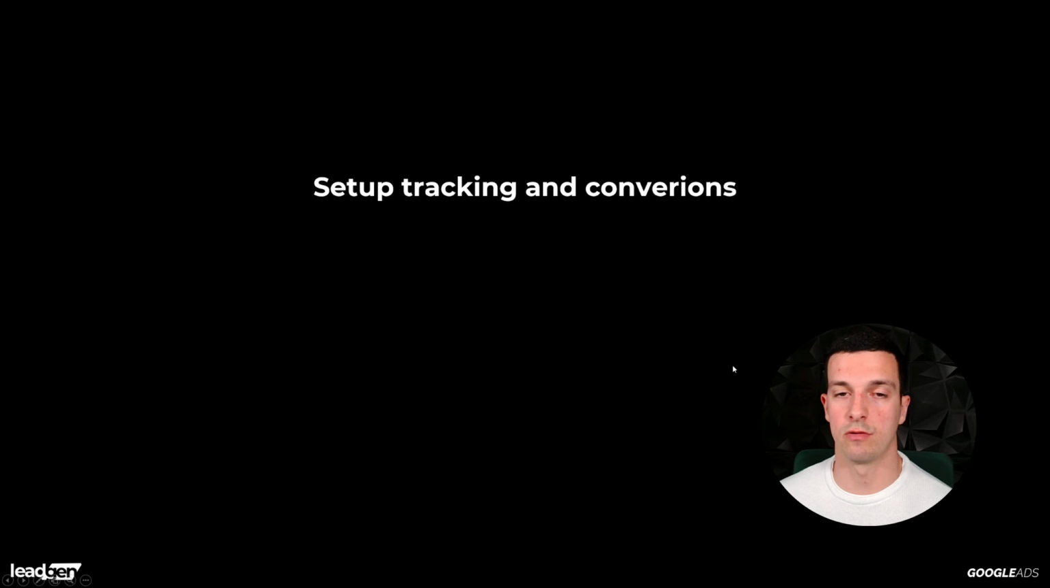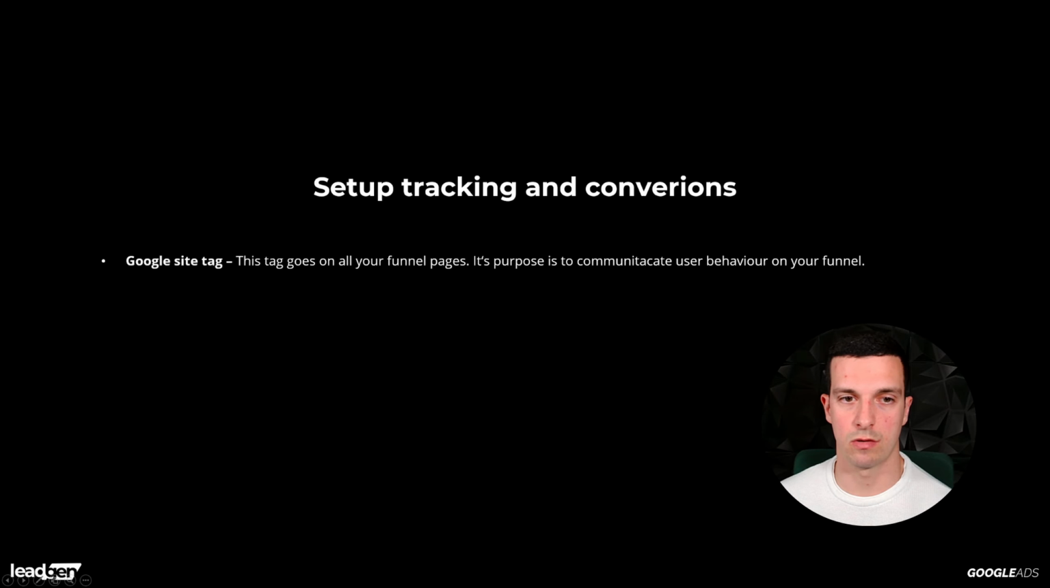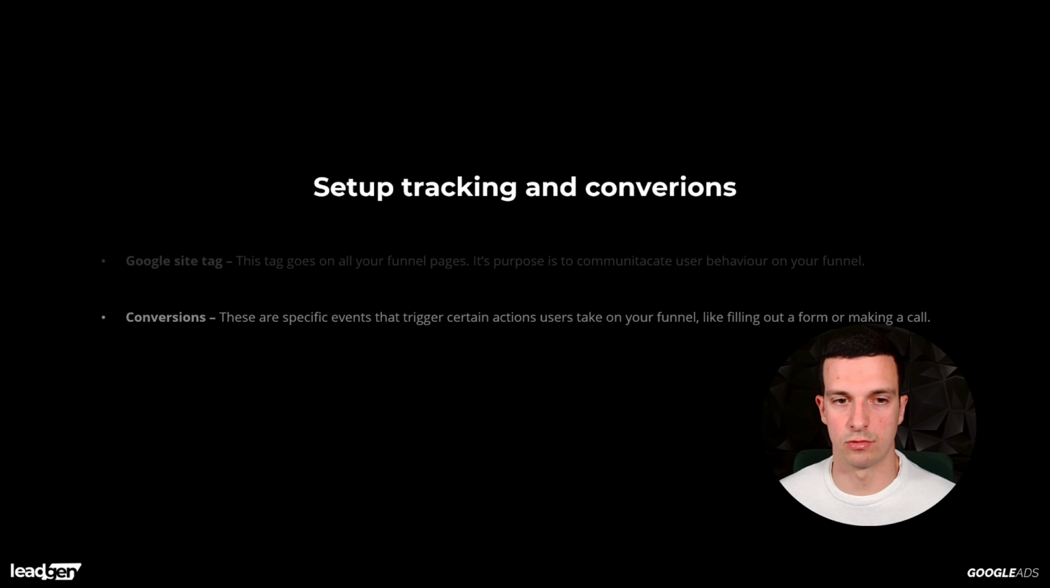Setup, tracking, and conversions. Google site tag. This tag goes on all your funnel pages. Its purpose is to communicate user behavior on your funnel. It's basically like the Meta pixel. You want to set up this tag on each page on your funnel where you are driving traffic, and I'm going to show you how to do this. And then the other stuff is conversions. There are specific events that trigger certain actions users take on your funnel, like filling out the form or making a call.